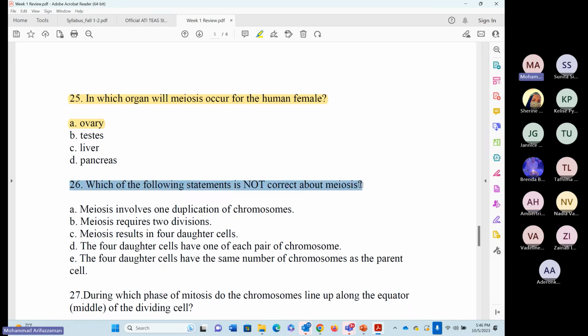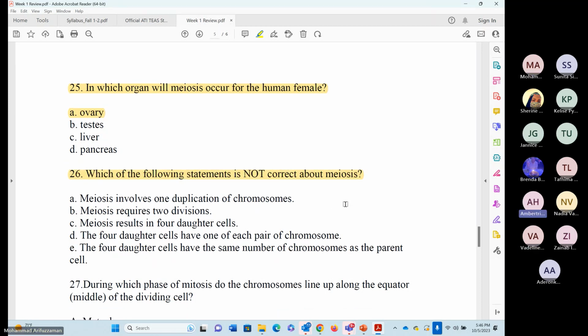Which of the following statements is not correct about meiosis? Meiosis requires two divisions, and the four daughter cells have the same number of chromosomes as the parent cell. There are 5 options: A, B, C, D, E.